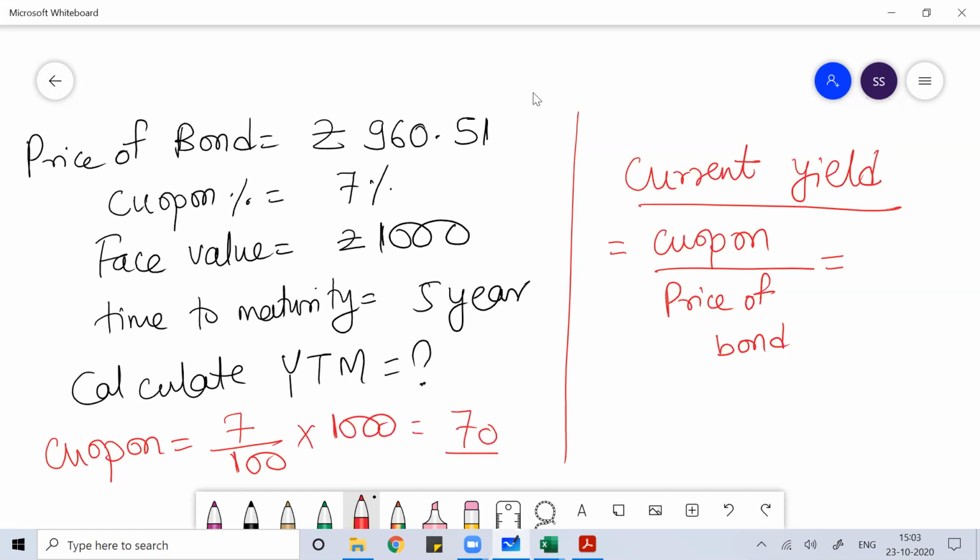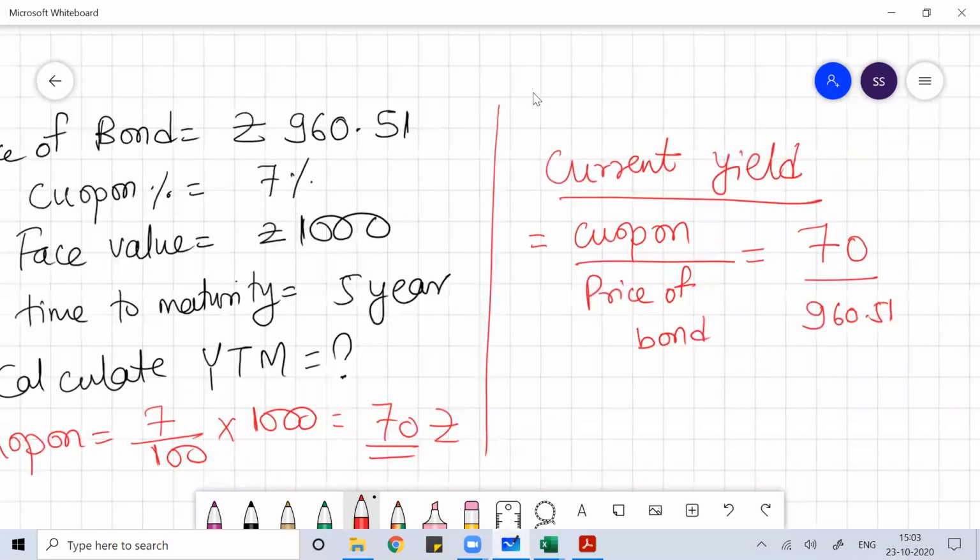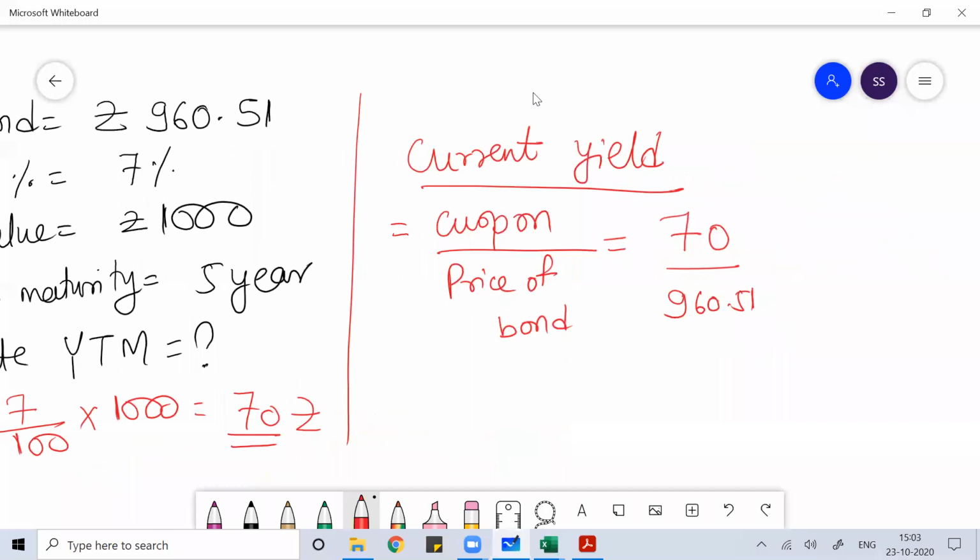If you calculate the value of coupon, you're getting 70 rupees. Divide by the price of the bond, which is 960.5. This is the current yield. If you want this value in percentage, multiply with 100, and you'll get this value in percentage.